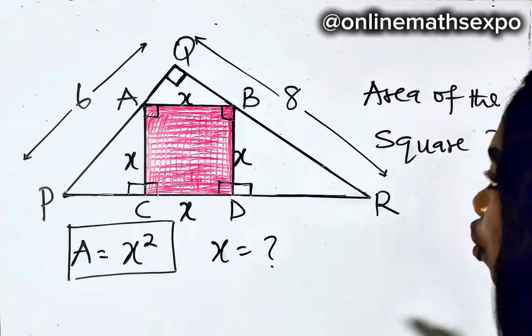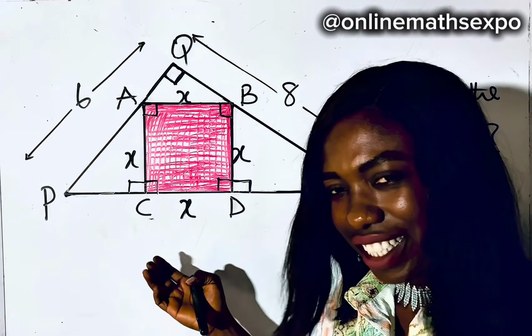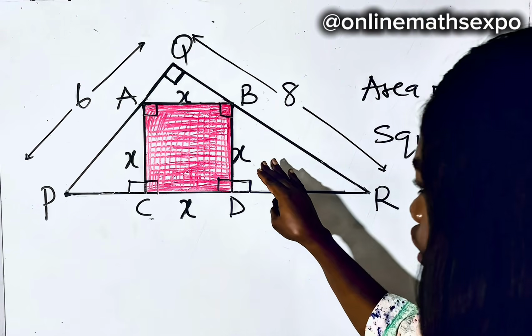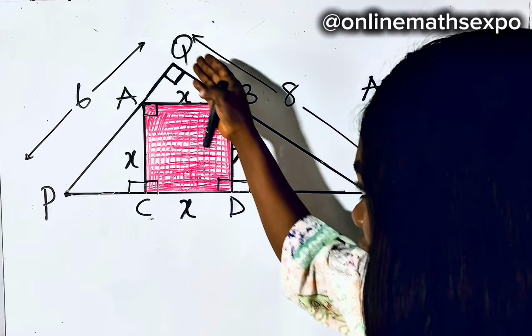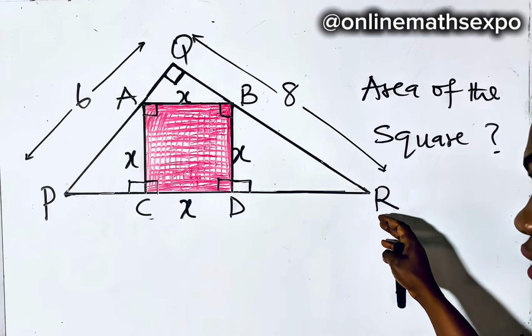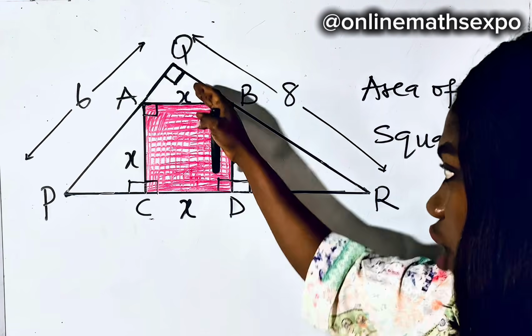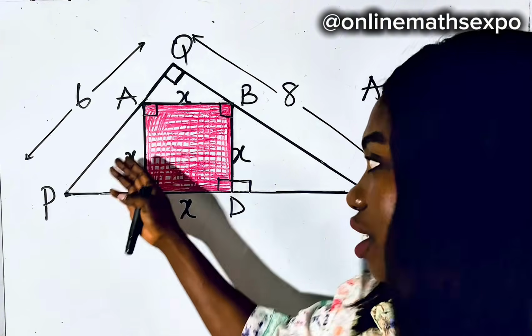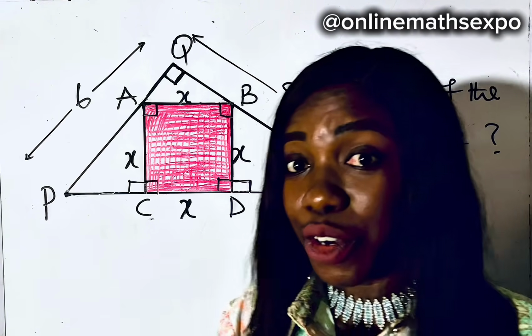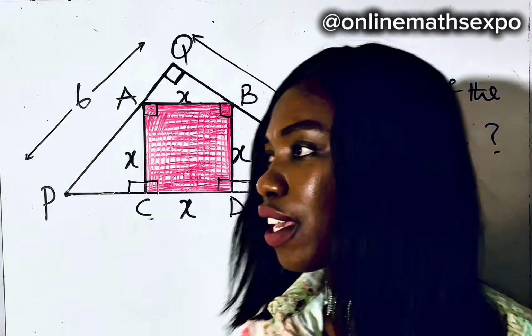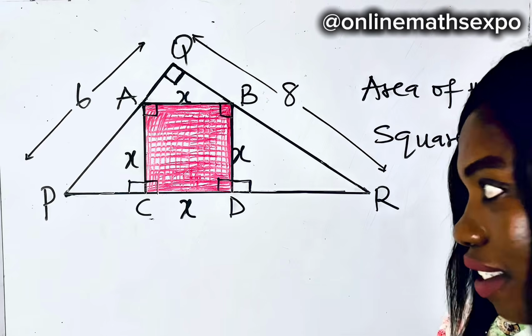What should we do next? Look closely. You will see we have sub-triangles inside this triangle PQR, and these are different triangles. When you start working with this type of problem, just think of the similarity property. But let's see which of the triangles are similar.